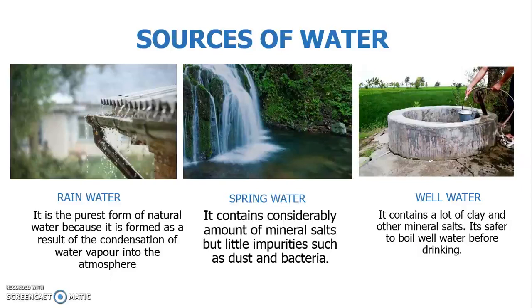What is well water? Let me define well. A well is an excavation or structure created in the ground by digging or drilling to access liquid resources, usually water. It contains a lot of clay and other mineral salts. It is safer to boil well water before drinking. As a matter of fact, one of the means of removing impurities from water is by boiling.